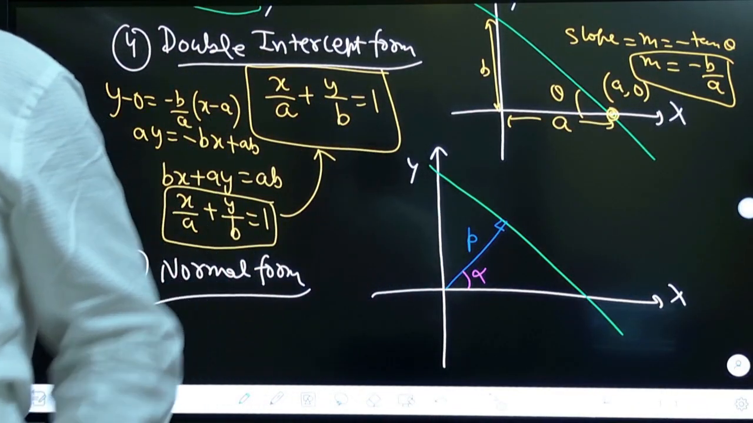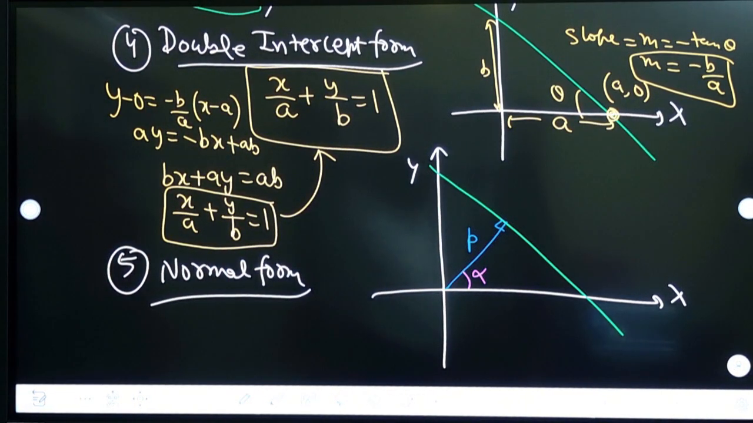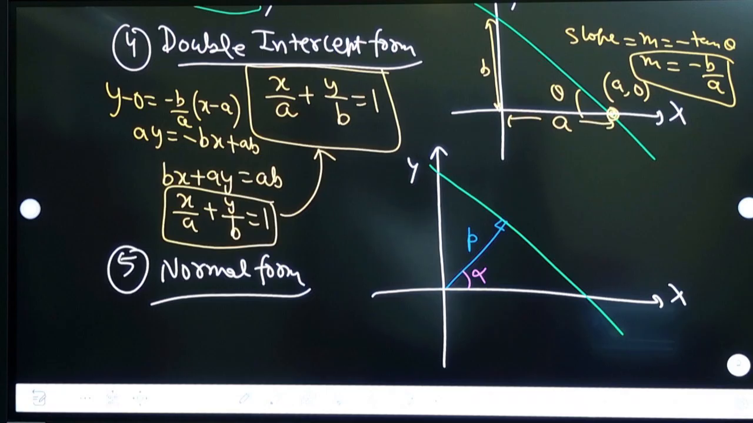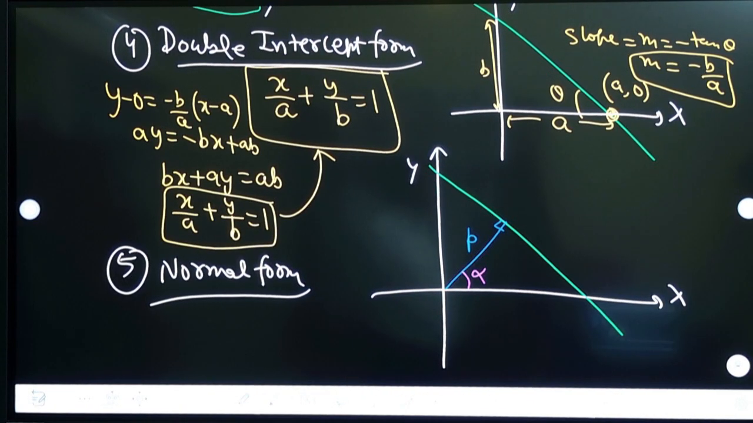Huh? What doubt? x and y is any point on this line. Any point means any point.